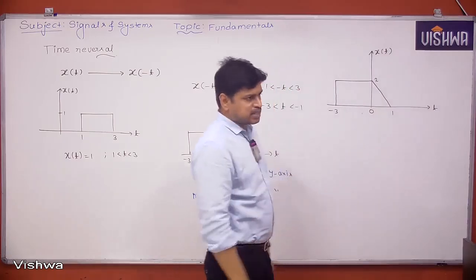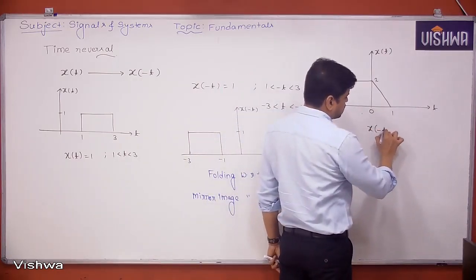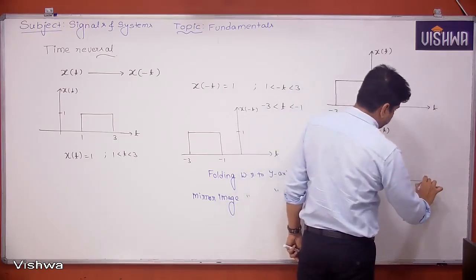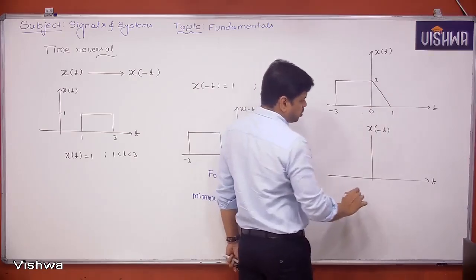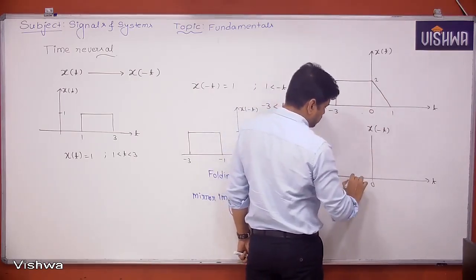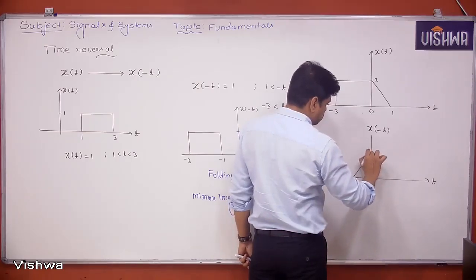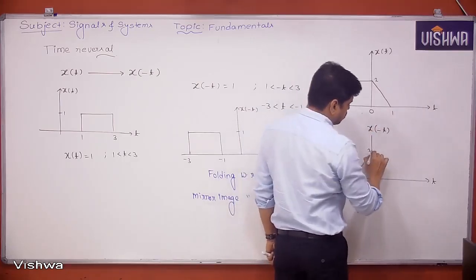Let's say this is the x of t signal. Try to draw x of minus t. That means we have to fold with respect to the y-axis. Then this triangle will go here, 1 goes here, minus 1. Next, this will be folding like this, so it will go to plus 3.